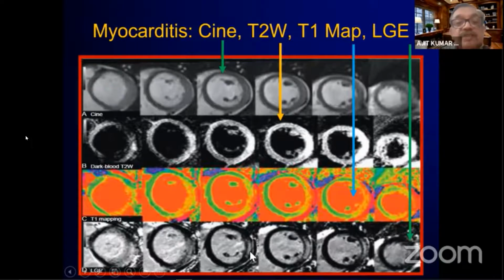Now, let us compare it with the T1 map. You can see a golden brown color indicating increased T1 values, as well as an increased signal intensity on T2 weighted imaging indicating edema. So even if you did not have this LGE mapping, you will be able to pick it up with both T2 weighted imaging as well as with a T1 map.